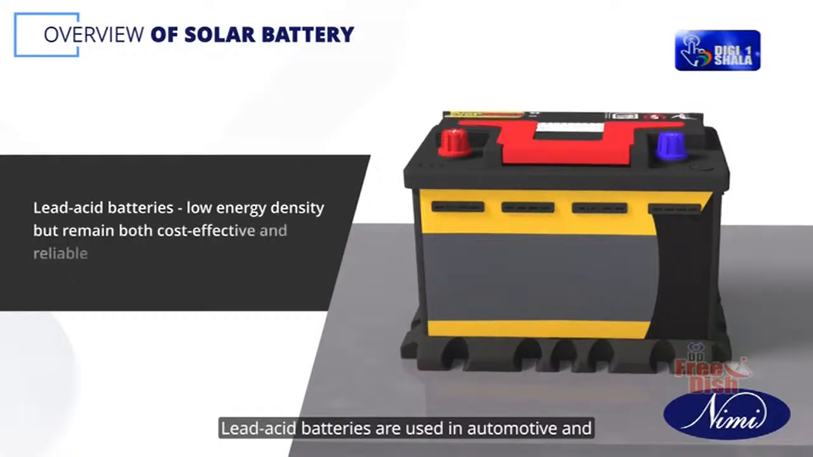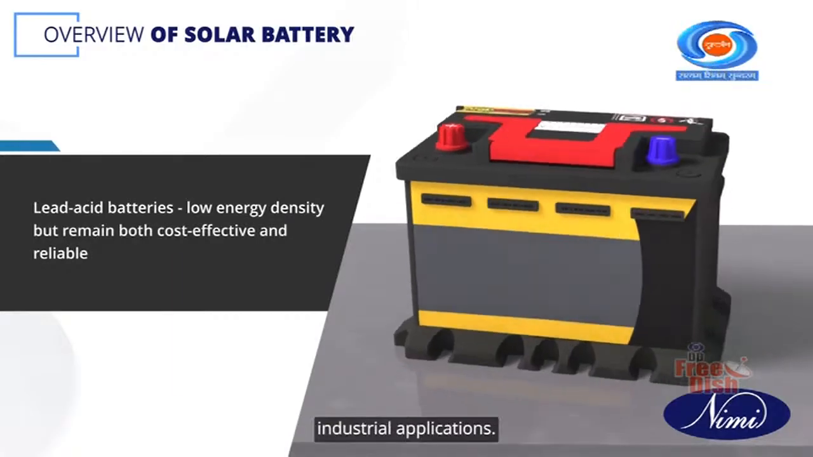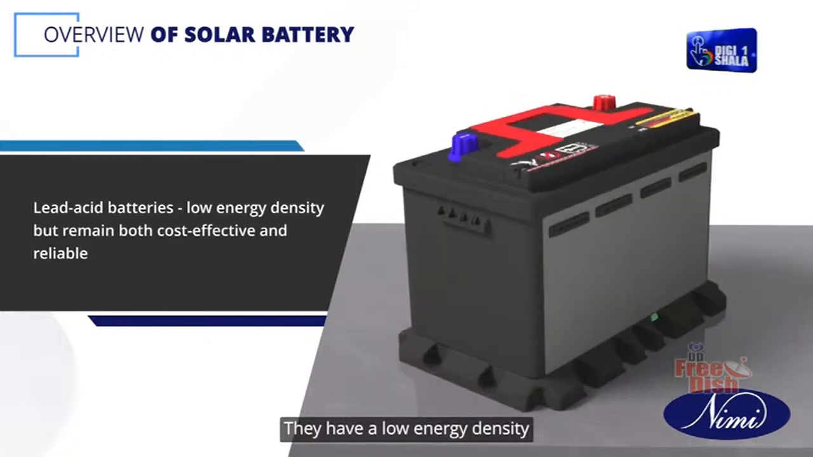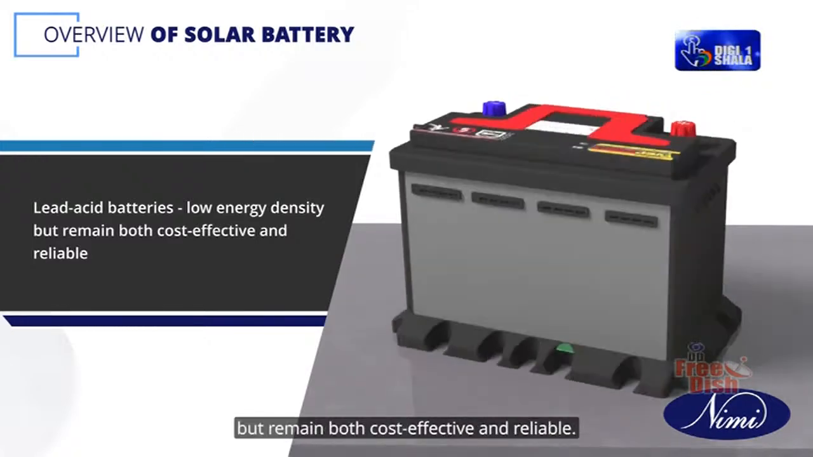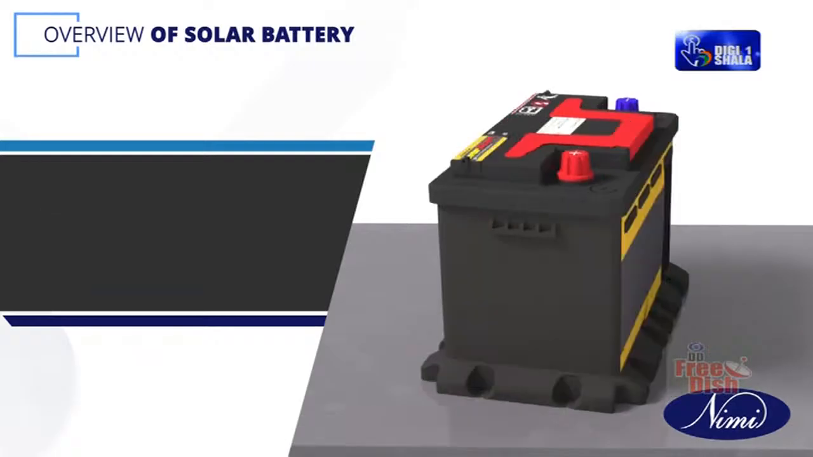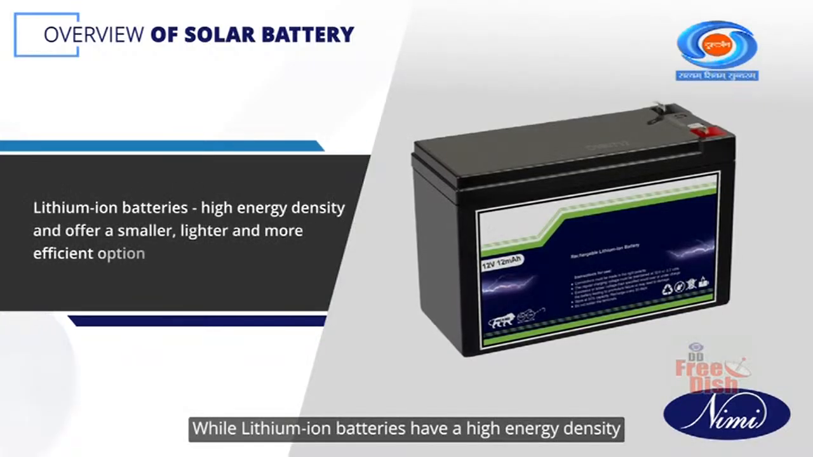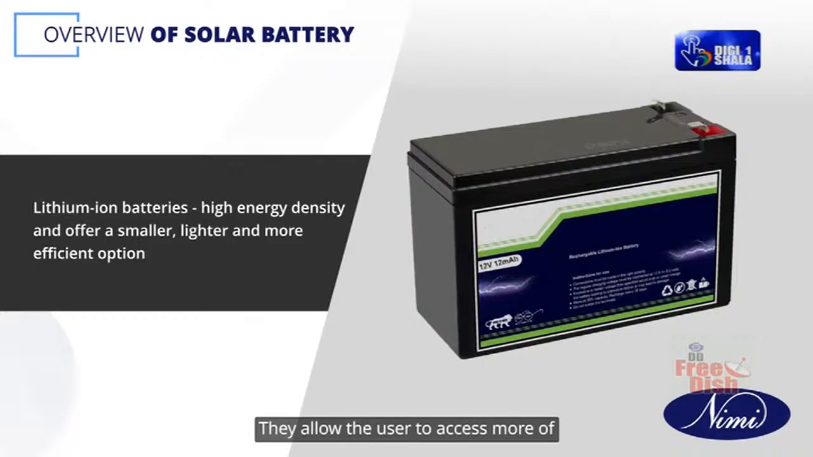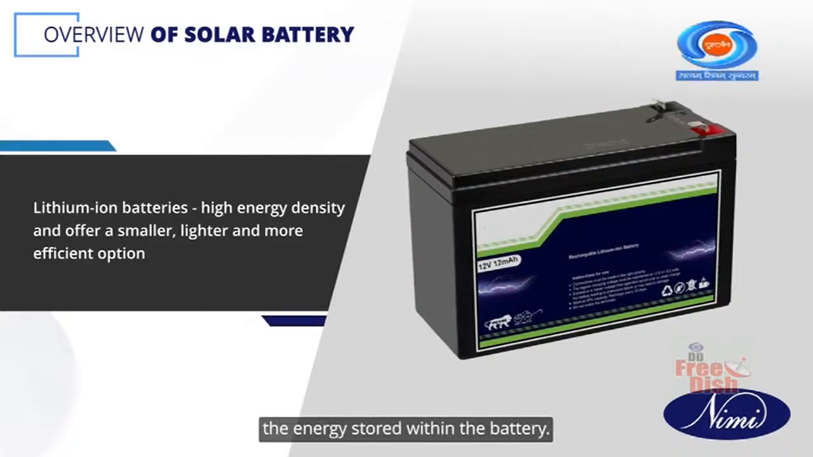Lead acid batteries are used in automotive and industrial applications. They have a low energy density but remain both cost-effective and reliable. Lithium-ion batteries, while having a high energy density, offer a smaller, lighter, and more efficient option, and they allow the user to access more of the energy stored within the battery.